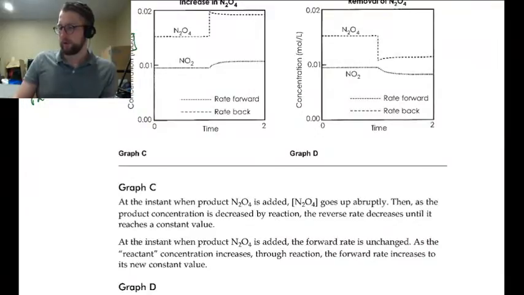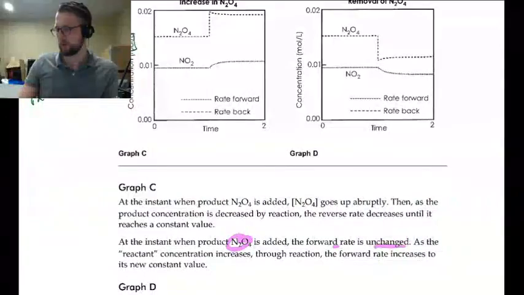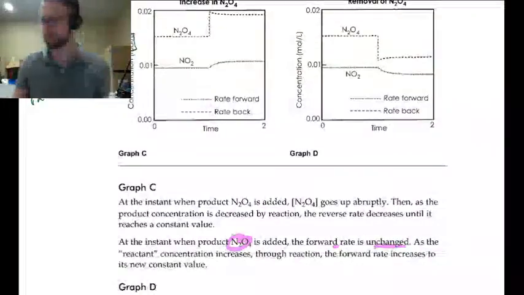So at the instant when product N2O4 is added, the forward rate is unchanged as the reactant concentration increases. Through reaction, the forward rate increases to its new constant value.